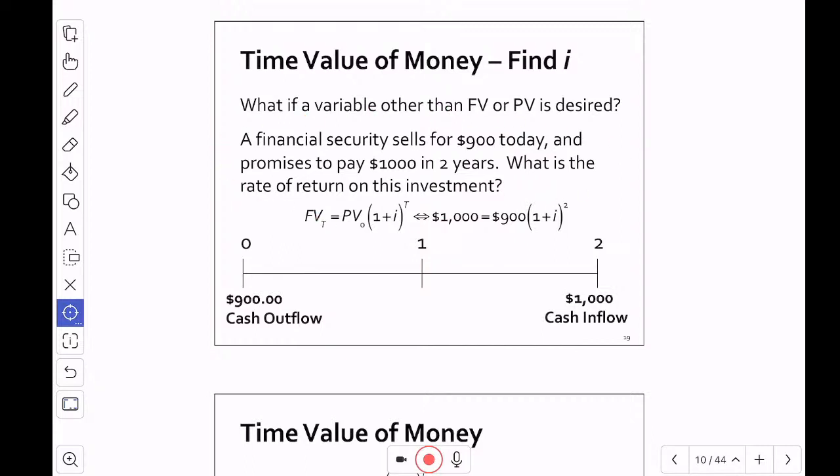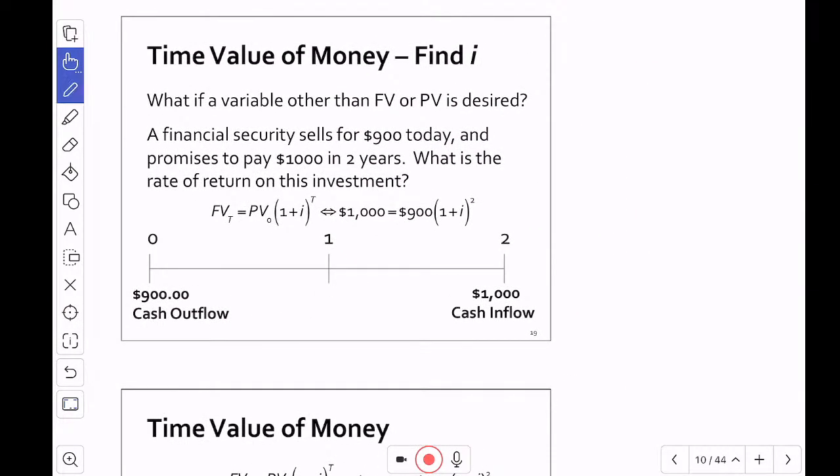problem. A financial security sells for $900 today and promises to pay $1,000 in 2 years. What is the implicit interest rate? In other words, what's the rate of return on this investment? So we could solve this problem. Some students have asked me about solving with algebra. Now you need to know how to do that. Absolutely. You need to know how to solve what is called an analytical solution.